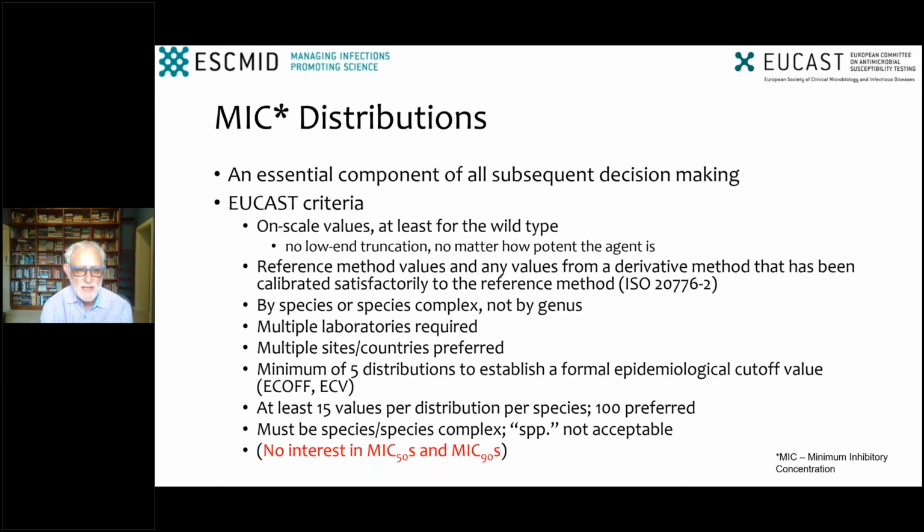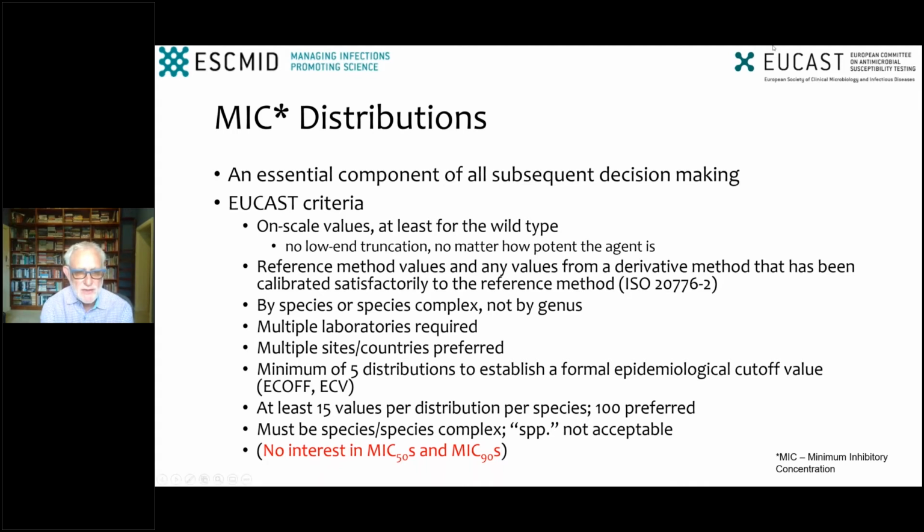EUCAST has spent a lot of time thinking about MIC distributions, and you may or may not know, has actually set up an international MIC distribution website where you can look up MIC distributions for all sorts of antimicrobial bacterial combinations, just about everything that you can think of except the rarest of organisms. And it's also set some standards about what we should do to generate those MIC distributions and use them for the purposes of breakpoint setting, as well as for the setting of derivative tests.